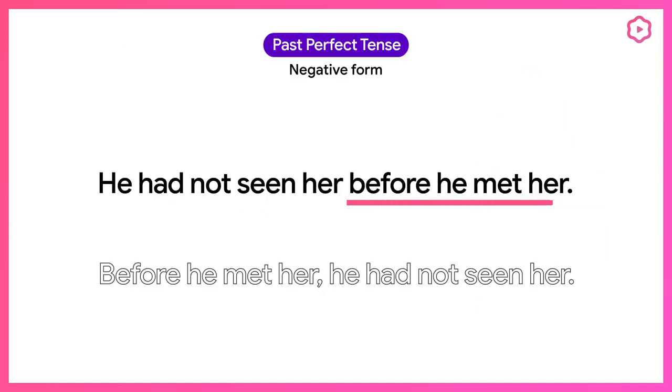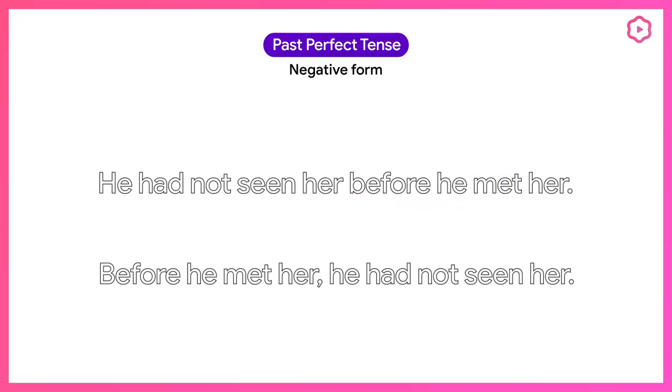And again, in the second part of the sentence, before he met her, we use the past simple tense. The second example, before he met her, he had not seen her. Again, it's the same meaning, just the order of the sentence has been switched.